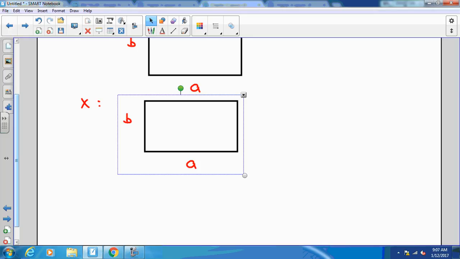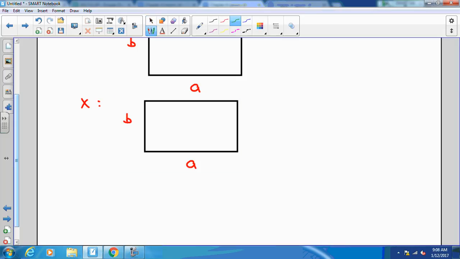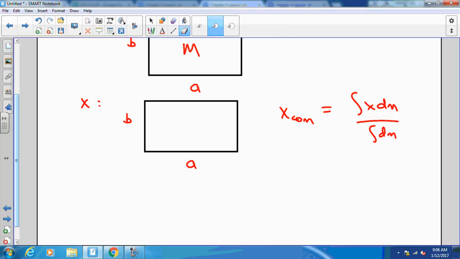If I do the x's first, it's helpful to set up the integral expression first and then come back and fill in the details. So I'm going to say that the center of mass in the x direction is the integral of x dm over the integral of dm, which is the total mass. Now, the total mass, let's just make up a number for it. Let's call it m.